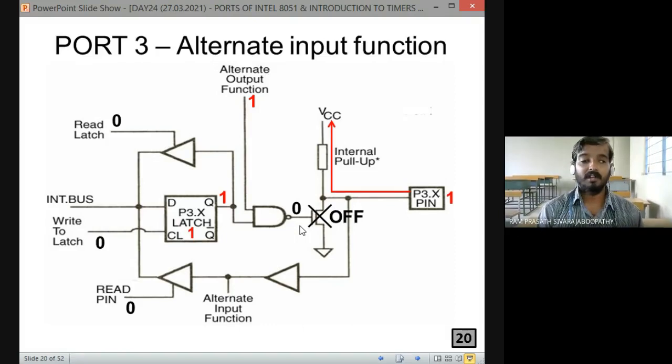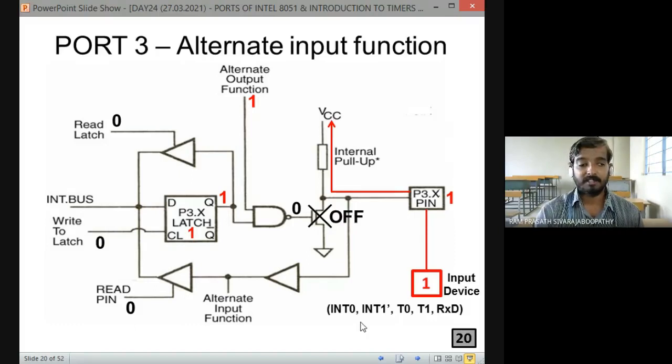So due to the internal pull-up, it is going to be having logic 1. Fine. Now by default logic 1 is what we are going to have here. If the input device, for example INT0 bar, this one is actually bar, I have missed. These two signals are active low. Fine. T0, T1, they are negative edge triggered.